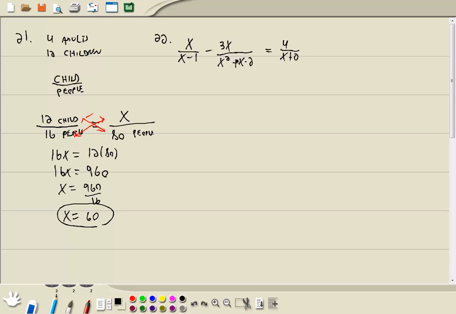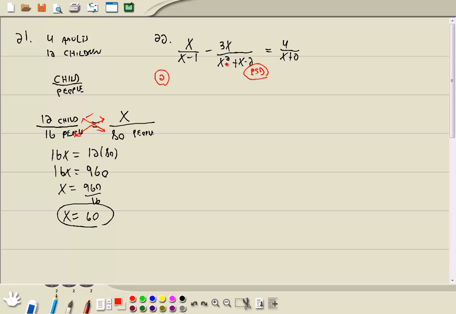Actually, let's factor first. Actually, let's solve the equation, then we'll do the restrictions. So I'll kind of do it backwards. Okay, so first step in solving a rational equation, get rid of parentheses. Don't have any. Second step is to get rid of fractions. Multiply everything by the LCM of all your denominators. Now we have to factor all of our denominators to help figure that out.